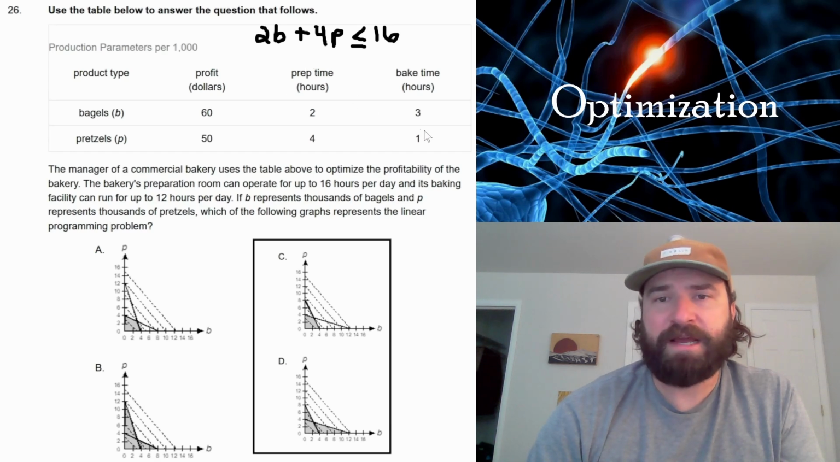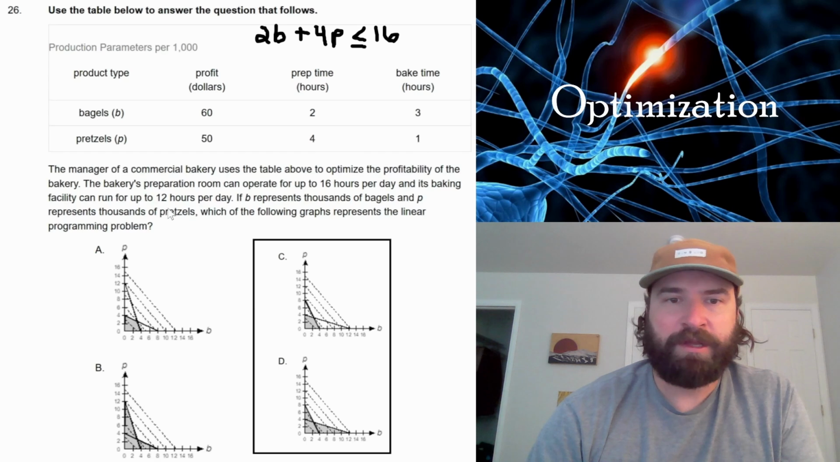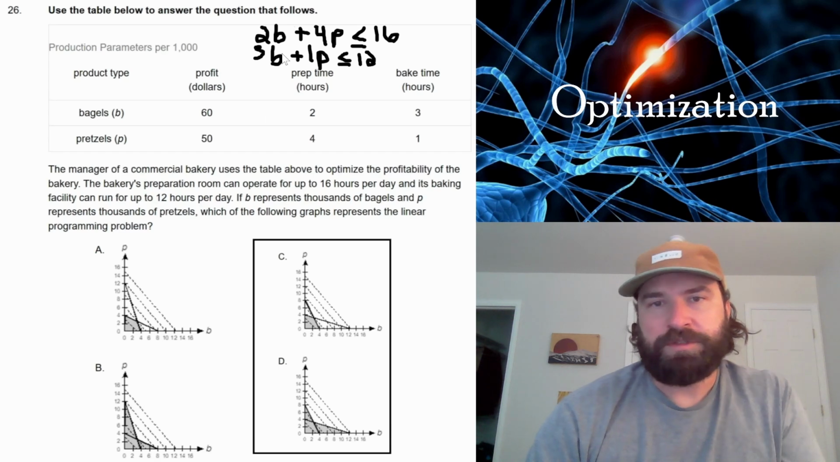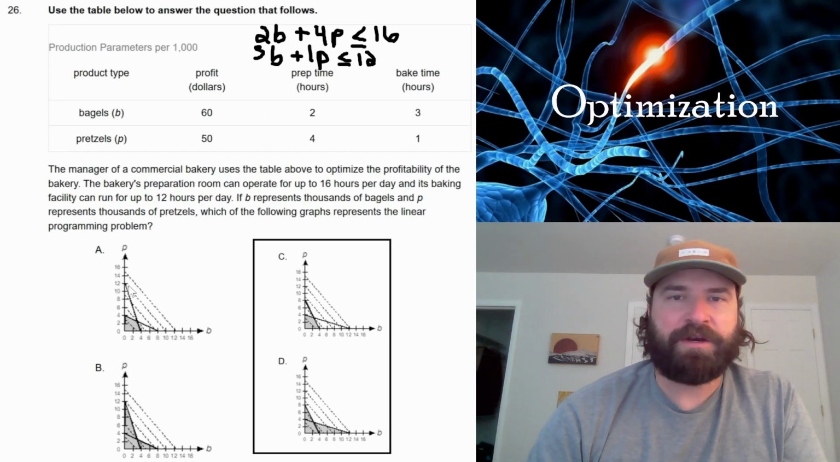We could do the same exact thing for bake time. Since we know the baking facility can only be open 12 hours a day, we're taking 3 hours for bagels plus 1 hour for pretzels, and that is going to have to be less than or equal to 12 hours. So in terms of these lines, I like to think about the intercepts. All of the answers are trying to graph these two inequalities basically.